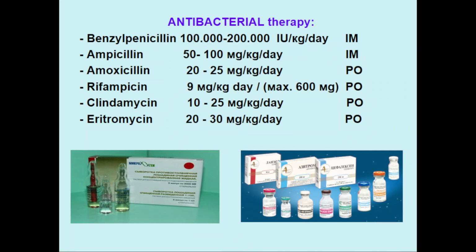Antibacterial therapy. Benzyl penicillin, 100,000 to 200,000 IU per kg per day intramuscular. Ampicillin, 50 to 100 mg per kg per day intramuscular. Amoxicillin, 20 to 25 mg per kg per day orally. Rifampicin, 9 mg per kg per day, maximum 600 milligrams orally. Clindamycin, 10 to 25 mg per kg per day orally. Erythromycin, 20 to 30 mg per kg per day orally.